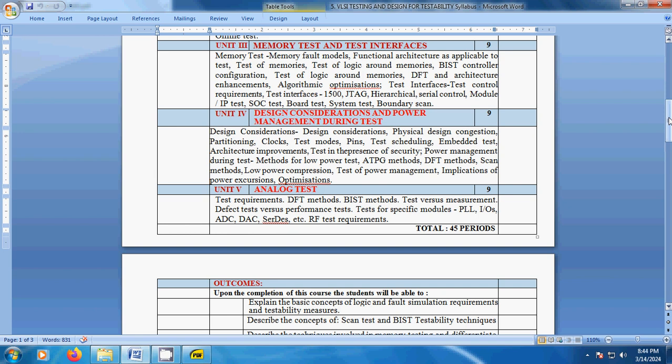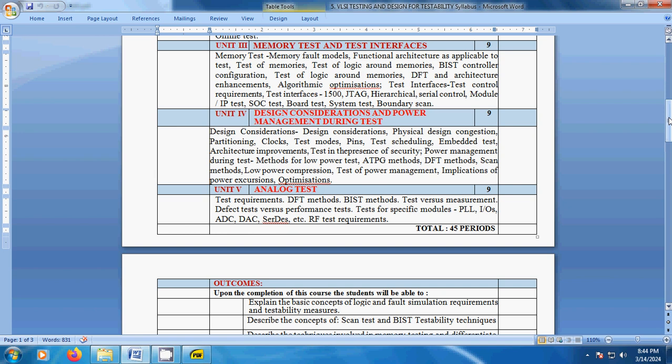I'll be discussing more of these topics in the classes itself. Moving over to Unit 5. The Unit 5 topic is analog test. As the name mentions, this topic discusses the test requirements and the testing methods of analog ICs and analog and mixed signal ICs also.